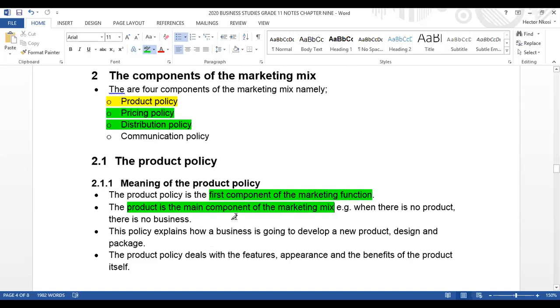The policy explains how the business is going to develop a new product, design, and package. So here, we need to look at how the business is going to develop a new product, design, and package. The product policy deals with the features, appearance, and the benefits of the product itself, right? So that's what we mean by your product policy.